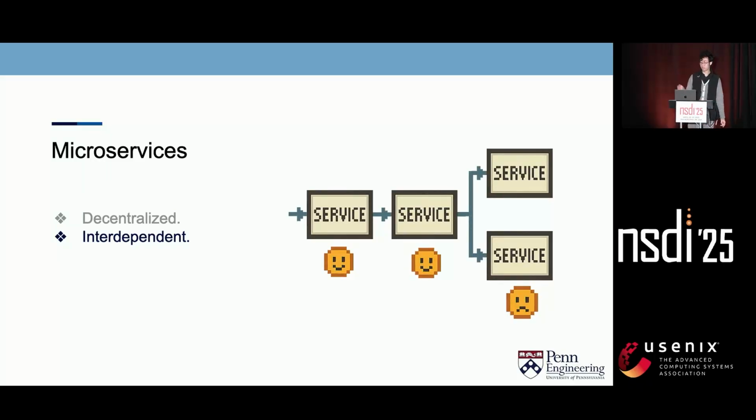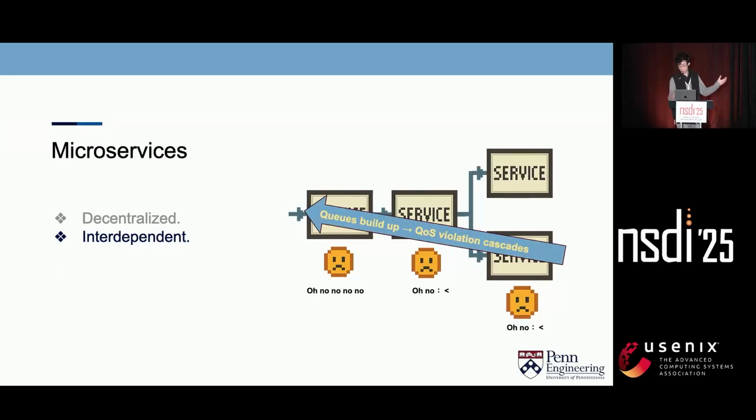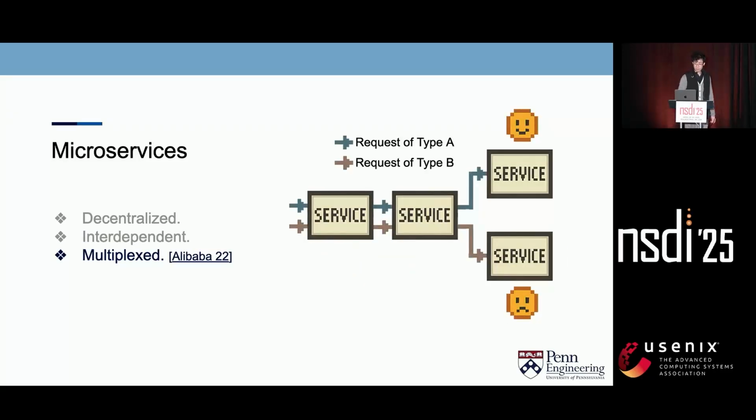A request usually comes in and needs to invoke many downstream services, waiting for responses to return. The implication is that if you have a slow and overloaded service downstream, it's going to cause queues to build up on this call path and lead to cascading quality of service failures on this call path. And third, microservices are also multiplexed.